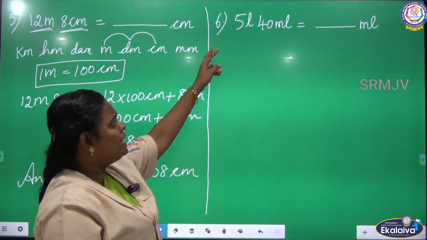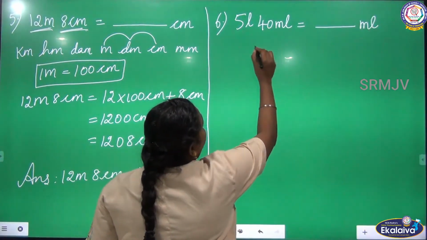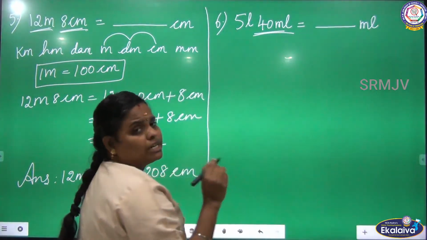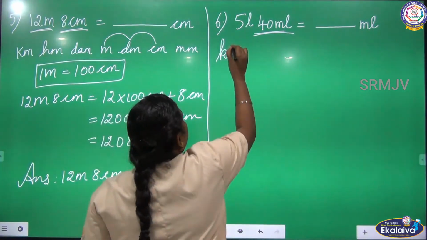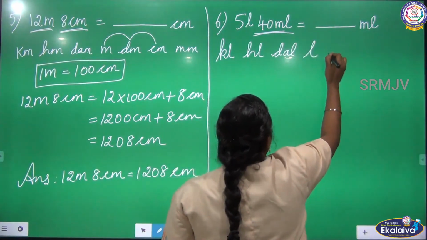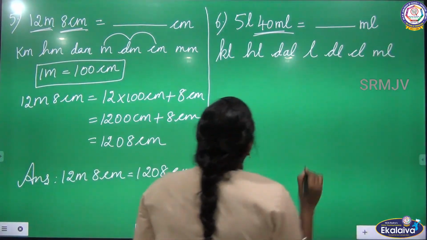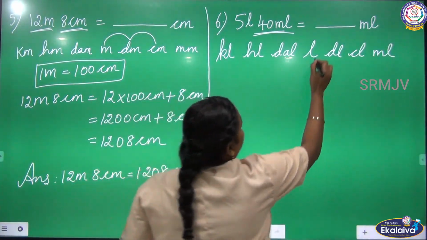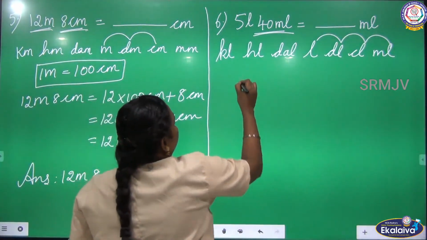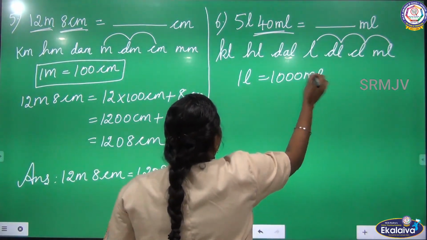Next one, 5 liter 40 ml equals dash ml. See, listen, we have to convert liter into milliliter. This is in milliliter, so we have to convert liter into milliliter. So kiloliter, hectoliter, decaliter, liter, deciliter, centiliter and then milliliter. So 1 liter equals how many milliliters? 1 liter equals 1000 milliliters.